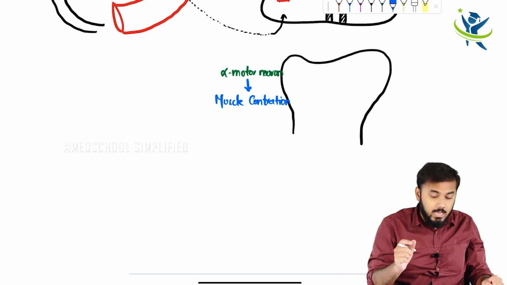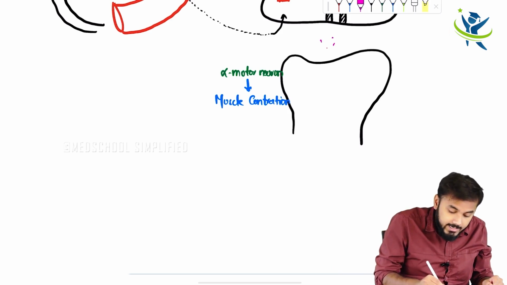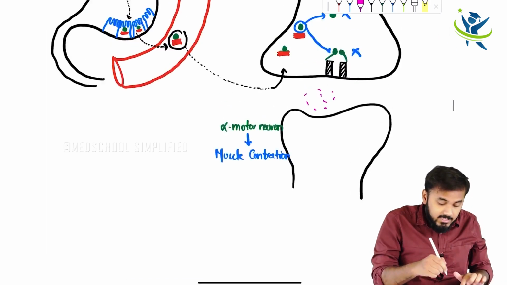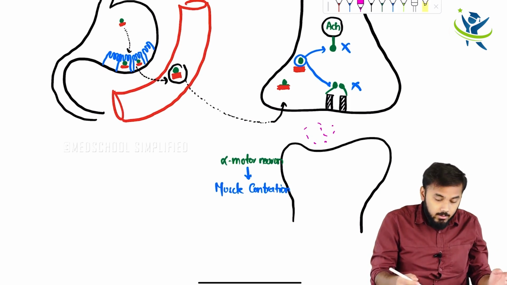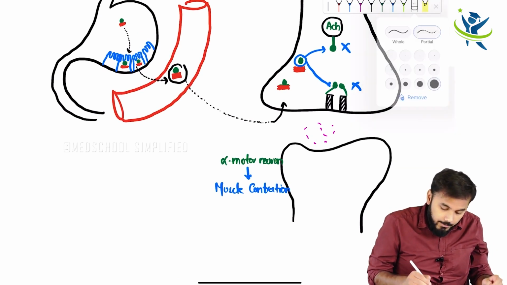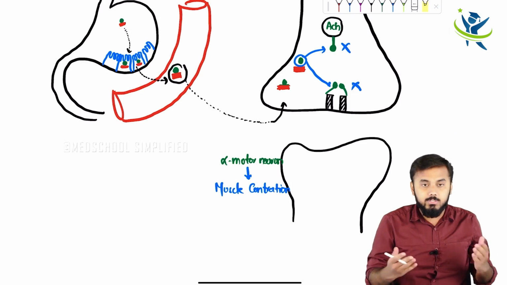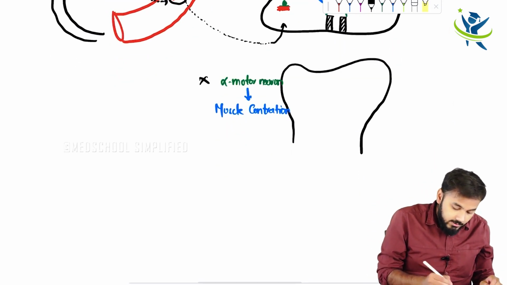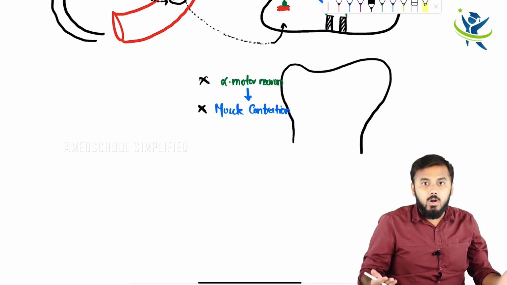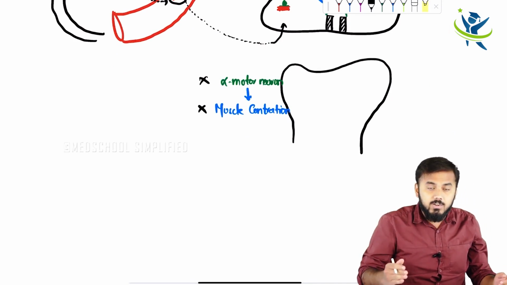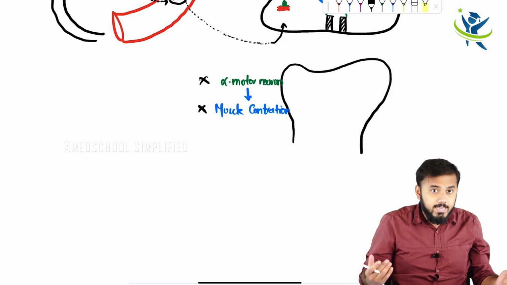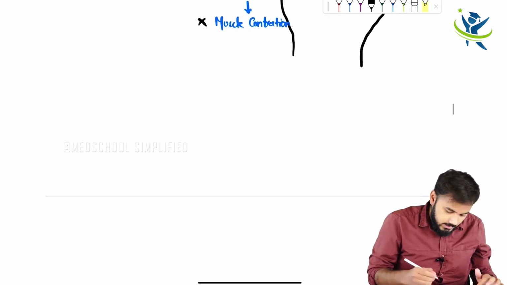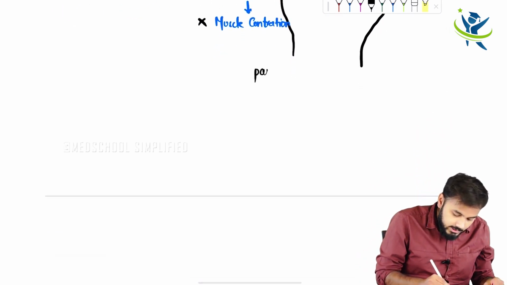But to activate this alpha motor neuron, you need acetylcholine. But in this case, is the patient having acetylcholine? I am blocking the acetylcholine, which means there is no acetylcholine here. When there is no acetylcholine here, the alpha motor neuron doesn't work, so muscle contraction will not happen. When muscle contraction will not happen, can I call it paralysis? Yes. So I can call this condition paralysis.